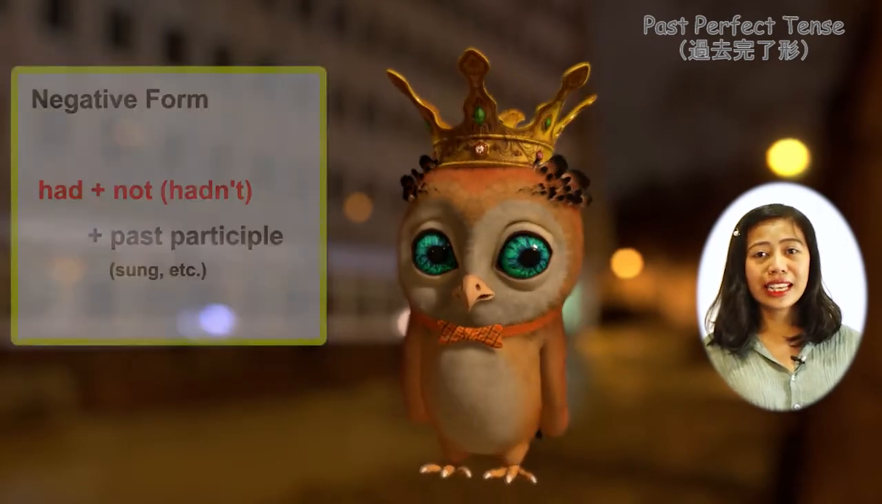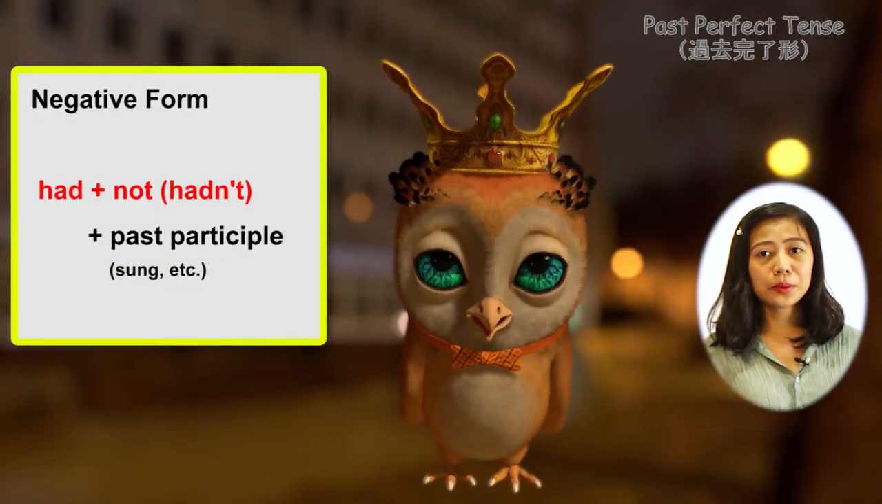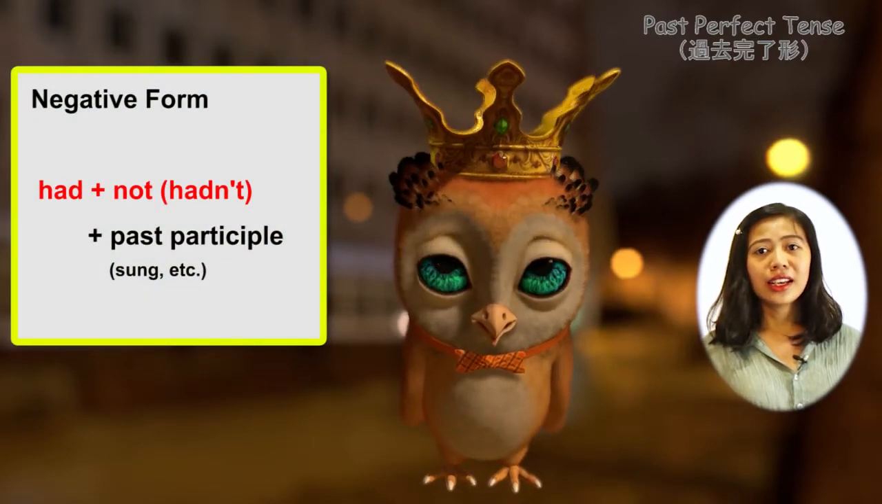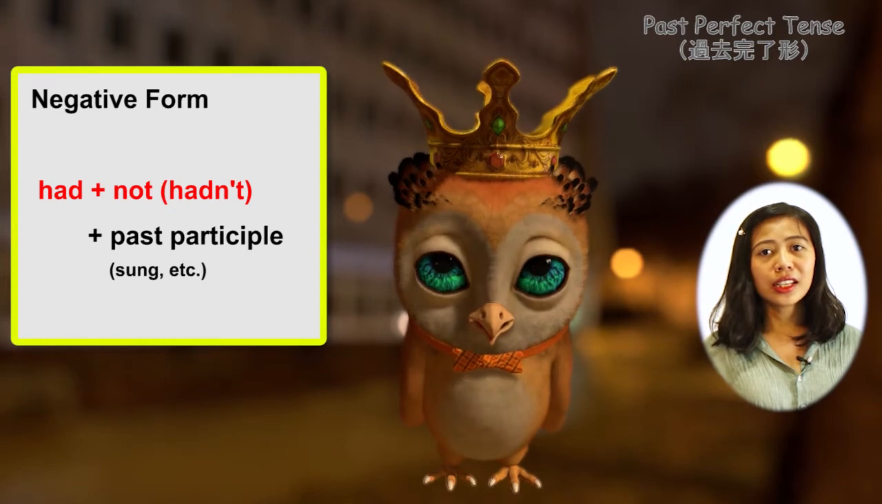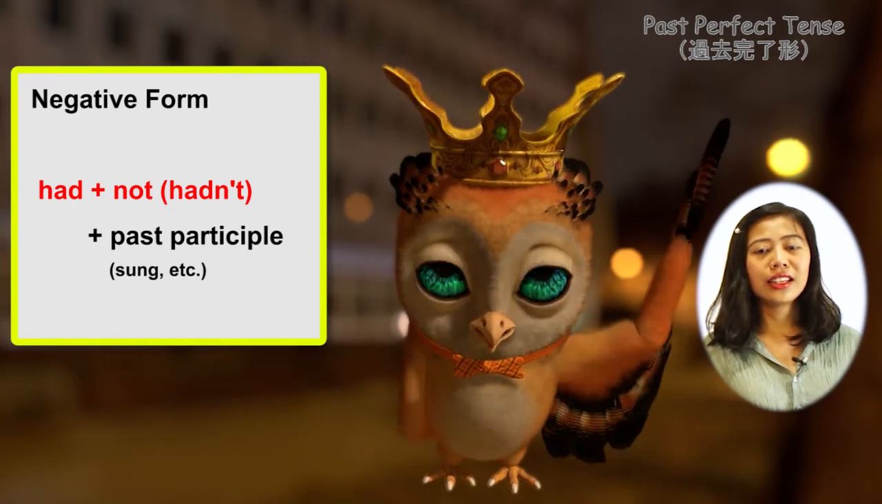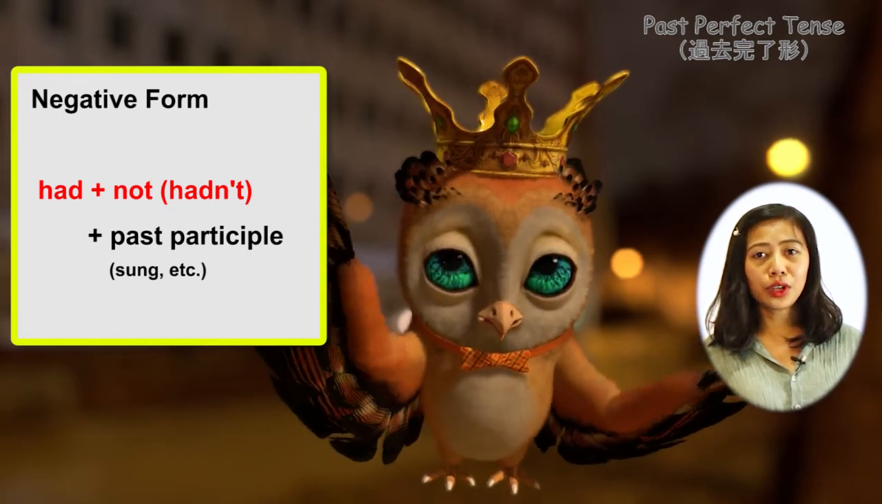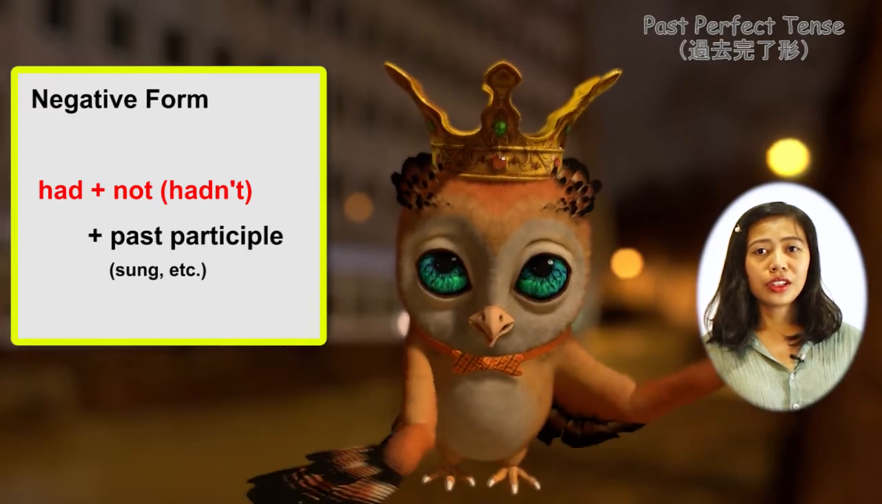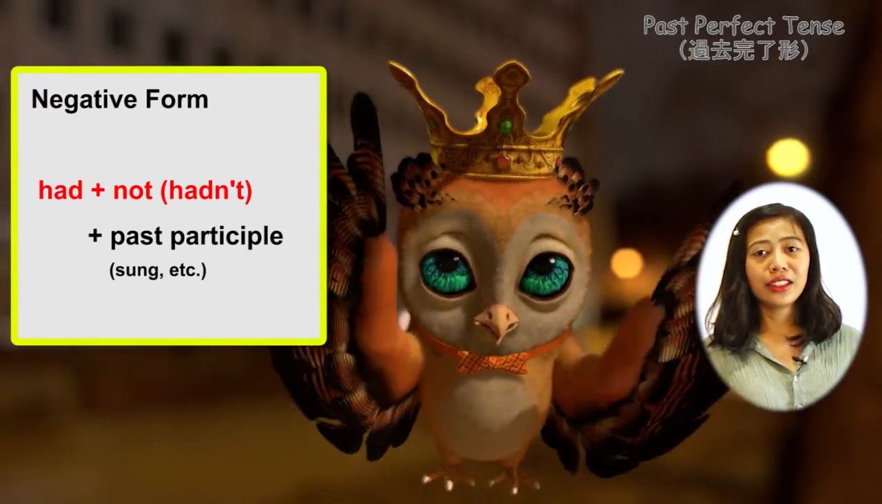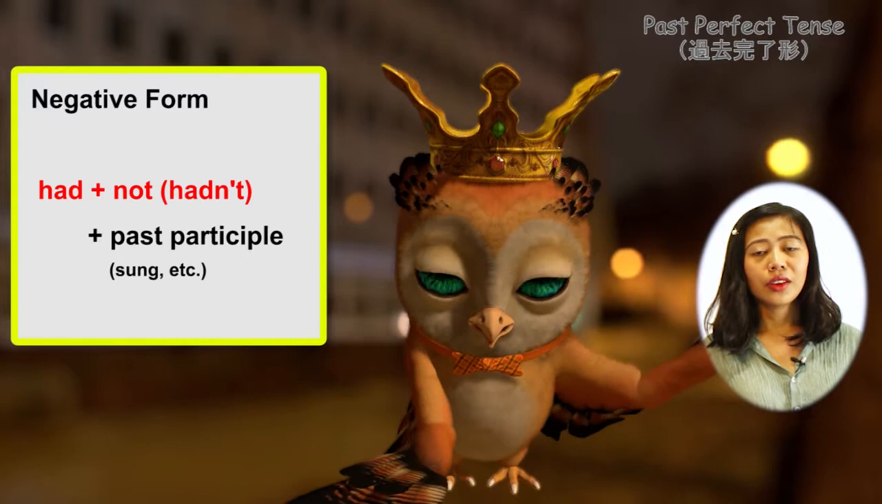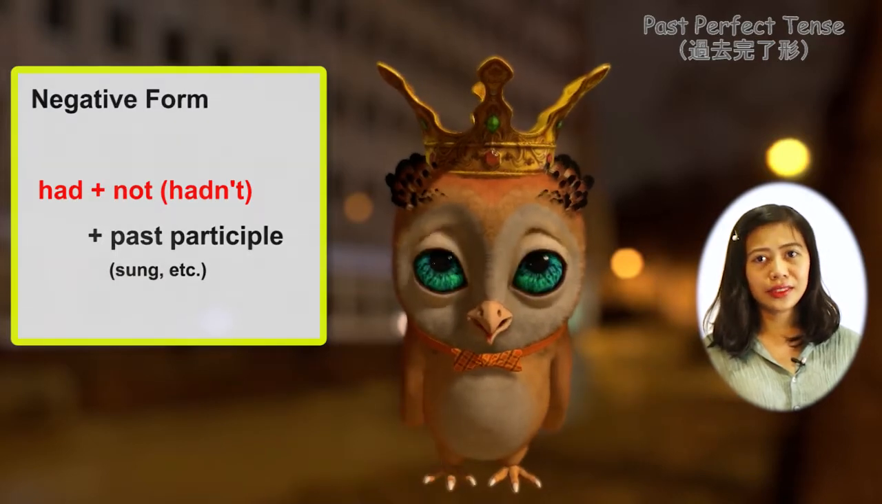Let's have the negative form of the past perfect tense. That's had plus not, and then the past participle form of the verb. So for example, we have had not sung or hadn't sung.